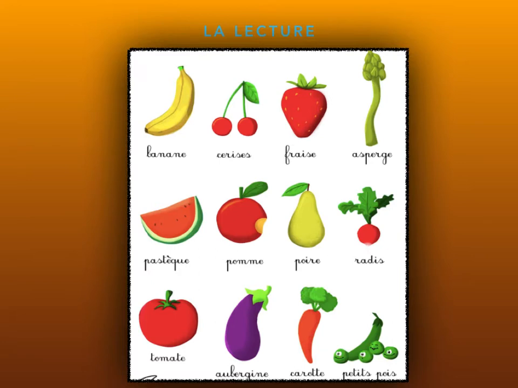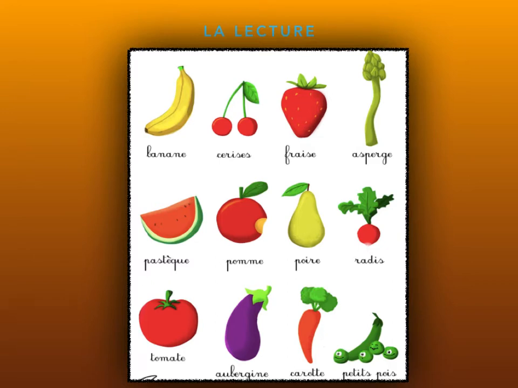Okay, the first one what you see is a banana. So in French, banane. The next one, cerise. It's a cherry and we read it as cerise. The third one is a strawberry and we read it as fraise.